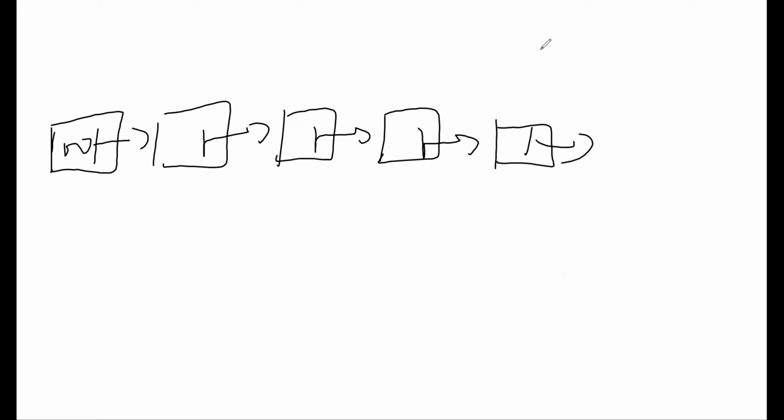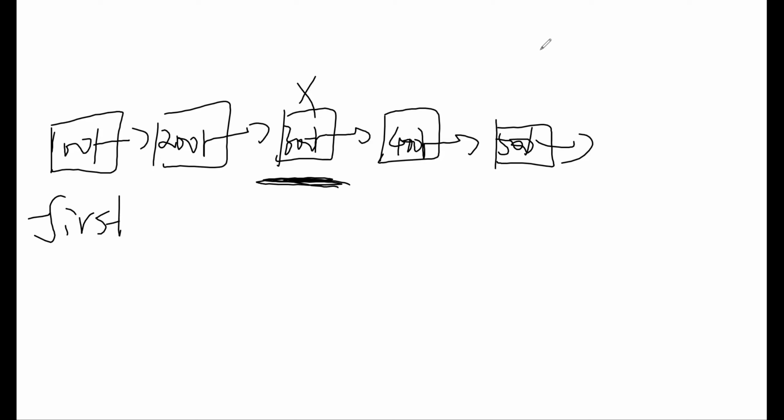Suppose here we have 100, then 200, 300, 400, and 500. That's it. And this time, suppose you want to delete 300. So how do we do that? The first thing you need to do is find the 300. Where is it? You need to locate it.